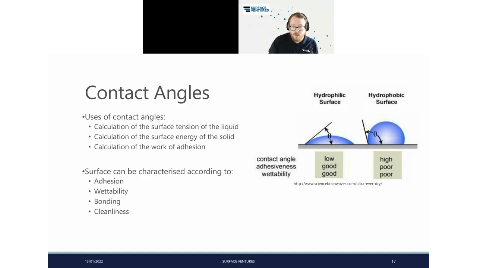So if we have a low contact angle, we have what's called a hydrophilic surface, water loving effectively. So there are high forces between the solid surface and the liquid, and it is very wettable. Whereas if we have a hydrophobic surface, we have a high contact angle because there effectively is less bonding, and therefore the solid and liquid are less wettable to each other.